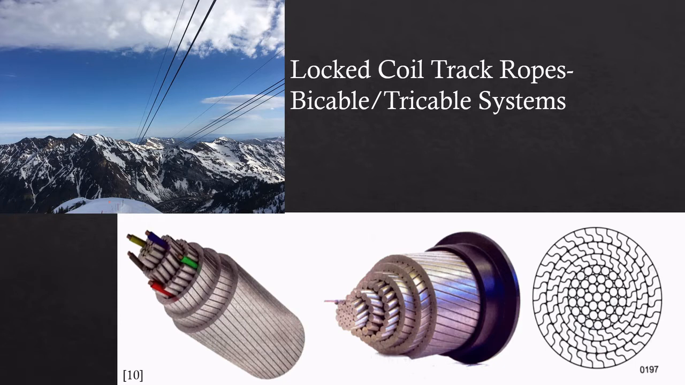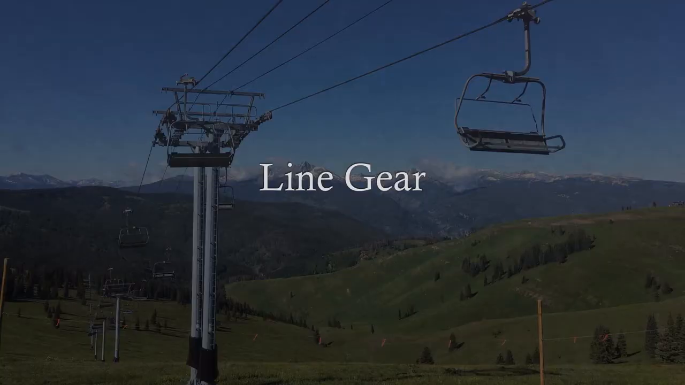These ropes are stationary as opposed to moving haul ropes. The next component group we'll discuss is line gear. Line gear is all of the mechanical systems and components that support and guide wire ropes, either track ropes or haul ropes, in between the terminals on a ropeway.